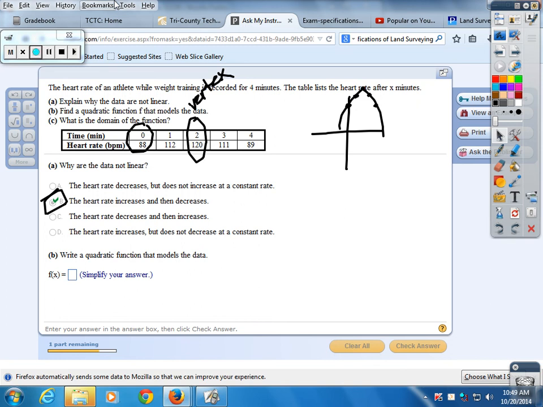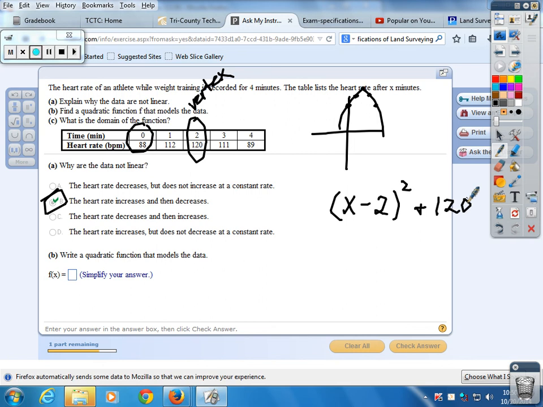All right, here we go. Our vertex is 2, negative 120. So that would be, let's see, that's a positive 2. So that means our x minus what? X minus 2, quantity squared. And then what's 120?